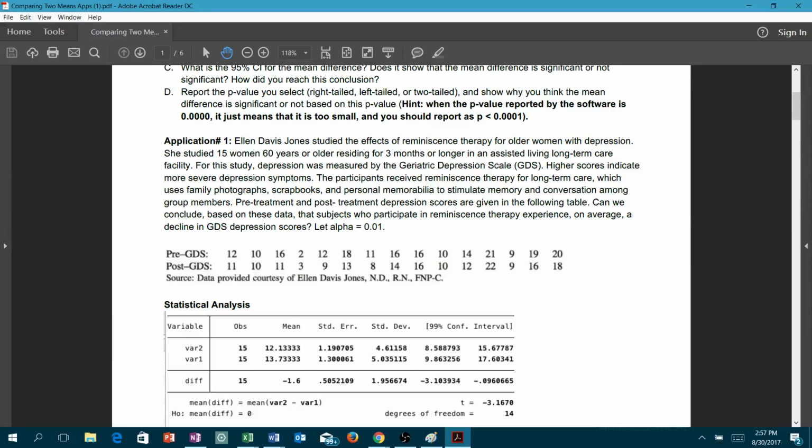So patients who participate in this kind of therapy have a decline in all of that.